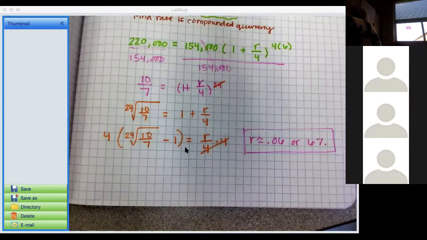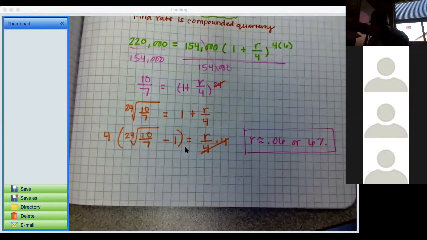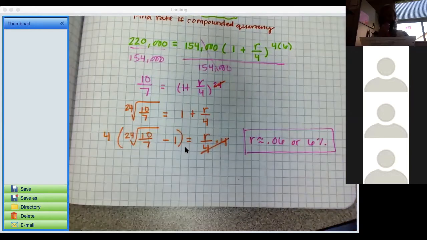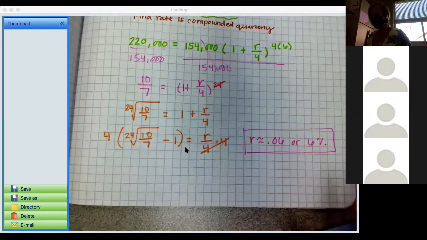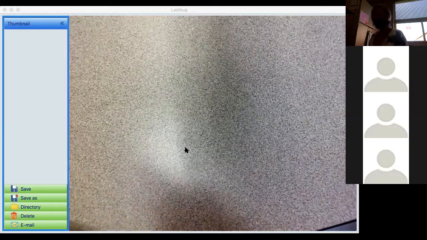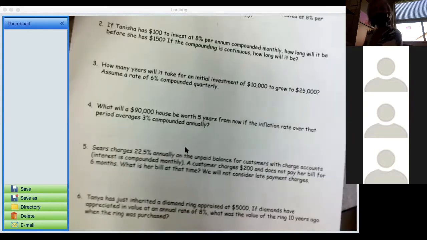All right, so let me look at the homework. Let me see which one would be a good one to do. This is a good one right here. All right, so we're gonna do number 3 off the homework. So you guys can just put it in your notebooks, or if you have the worksheet, you can do it up there.